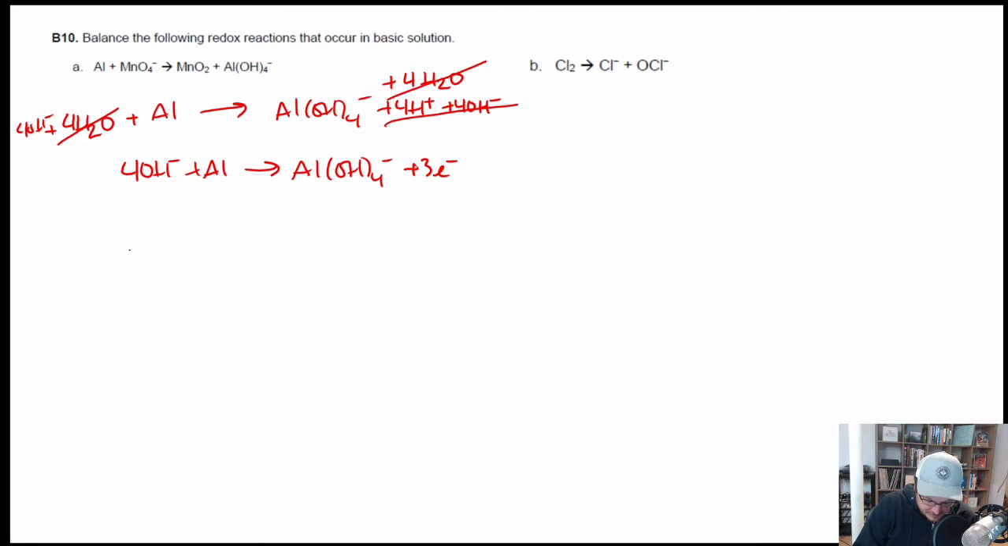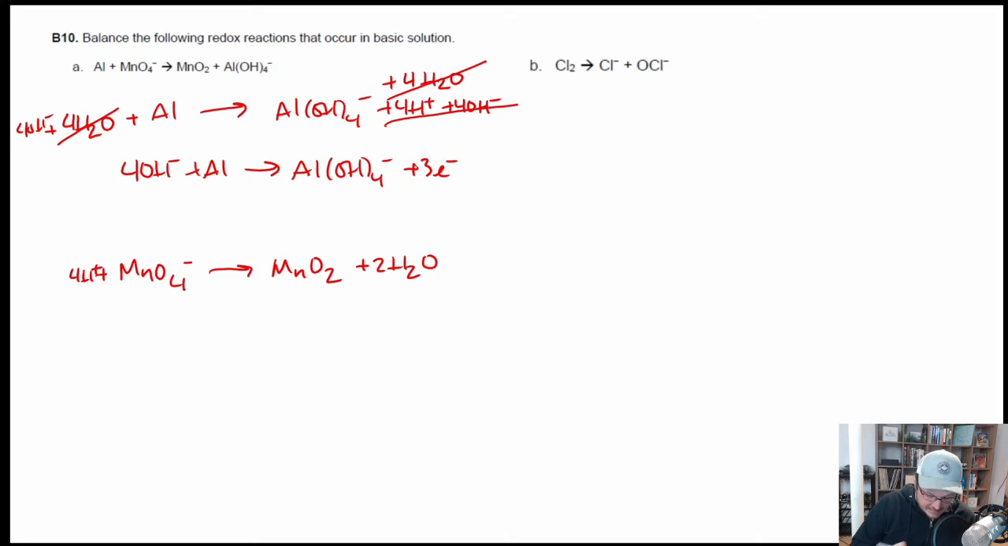The next part is going to be the MnO4. So that's MnO4 minus forms MnO2. The first thing, balance out the non-hydrogen, non-oxygen atoms. That's manganese, same on both sides. Next, balance out the oxygen atoms. On the left we have 4, on the right we only have 2, so we have to throw in 2 H2O. Then balance out the hydrogen atoms. On the right we have 4 H's, on the left we have 0, so we have to add 4 H plus in this case.